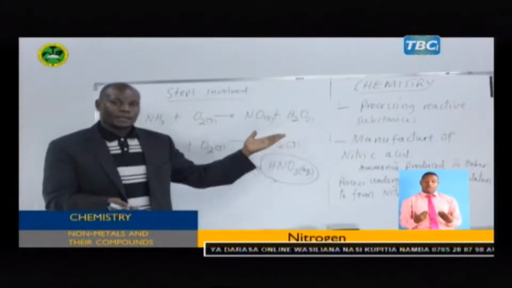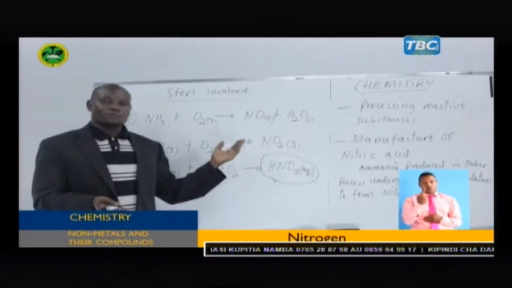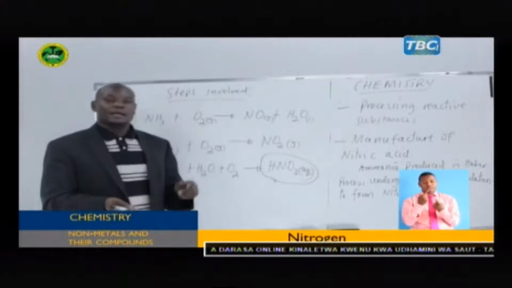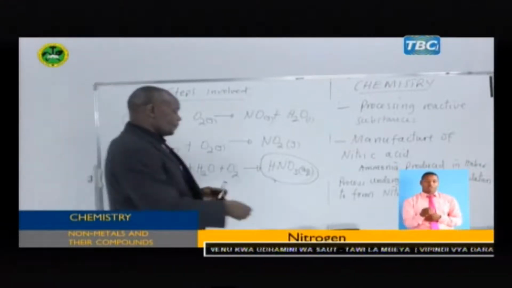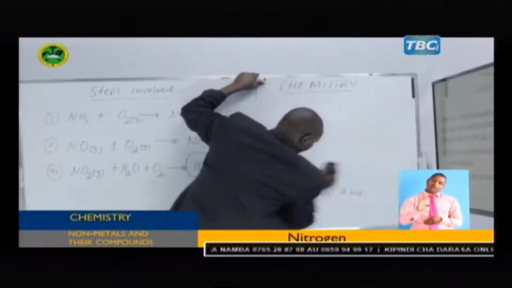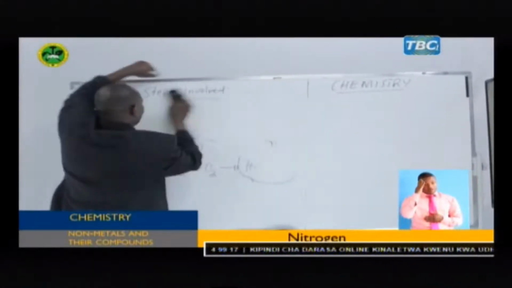From our discussion so far, let us now see some questions that require you to use the knowledge that we have discussed in answering them. My dear students, the first question is this one: 4 students prepared a gas jar containing nitrogen gas. Then they introduced damp red and blue litmus papers to the gas jar. What do you think would happen to the red and blue litmus paper? Is the gas acidic or basic? Explain. The question is so simple. Since we have discussed it, I know that you now have the knowledge of nitrogen.